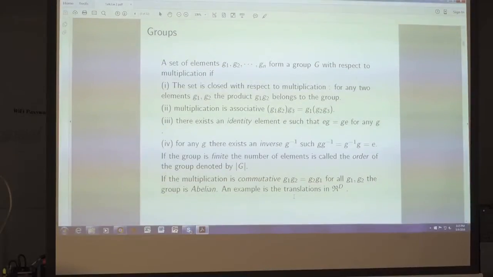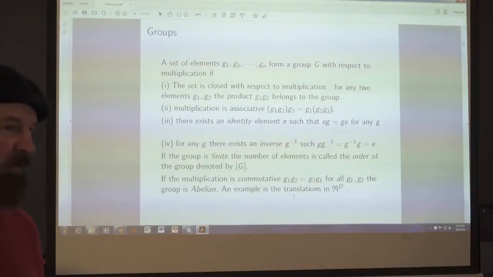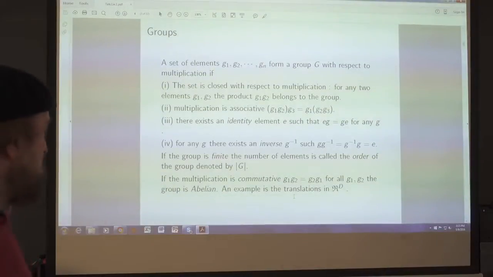And the order of the group, mathematicians like to call it by this symbol. For example, the monster group is a finite group, and the number of elements is of the order of 8 times 10 to the 53. You know, that's a lot of elements. That's one of the largest known groups, the monster sporadic group, as they call it.